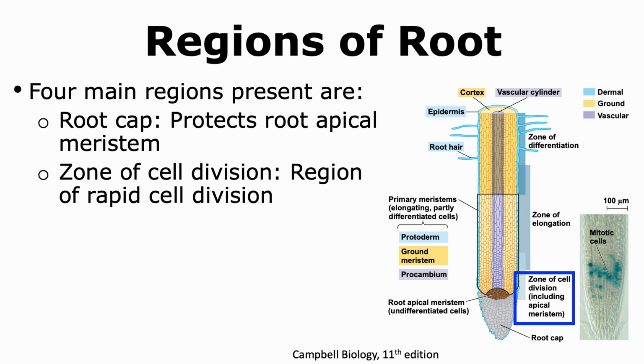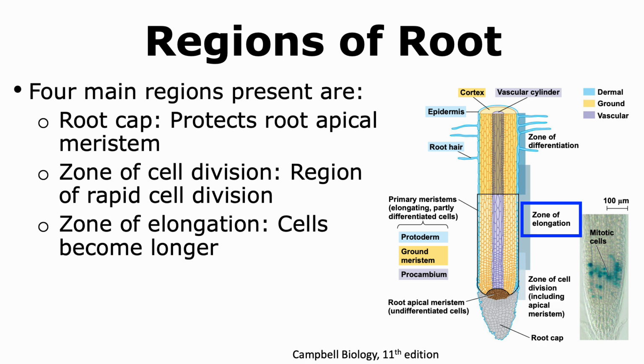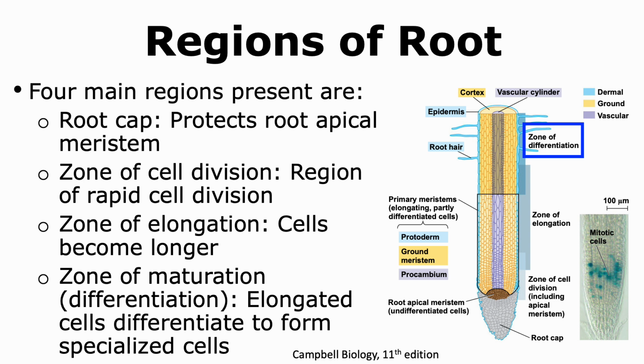The zone of cell division is where there is rapid cell division occurring in order for the root to grow. The zone of elongation is where the cells become longer and start the process of differentiation. The zone of maturation, which is also called the zone of differentiation, is where these elongated cells differentiate to form more specialized cells.